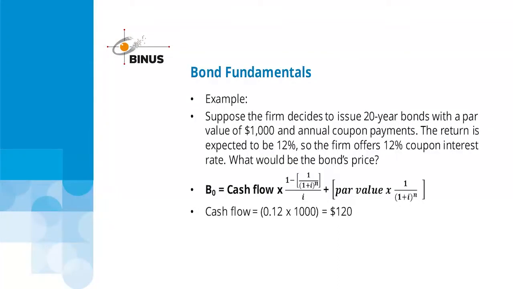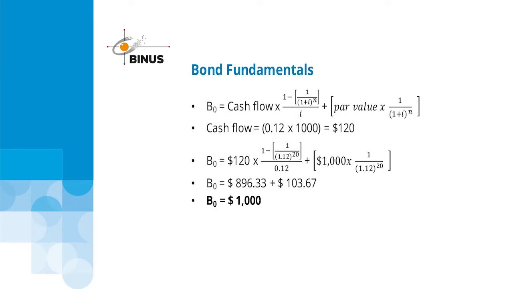For example, suppose the firm decides to issue 20-year bonds with a par value of $1,000 and annual coupon payments. The return is expected to be 12%, so the firm offers a 12% coupon interest rate. What would be the bond's price? Here we can just input the amounts into the equation, but first we should calculate the cash flow. How to calculate the cash flow? 0.12 times 1000, so the cash flow will be $120. After we get the cash flow, we input it into the next part of the equation, so at the end we get the bond's price of $1,000.